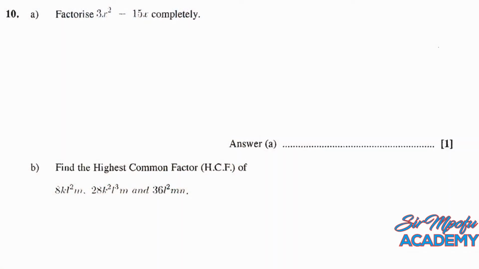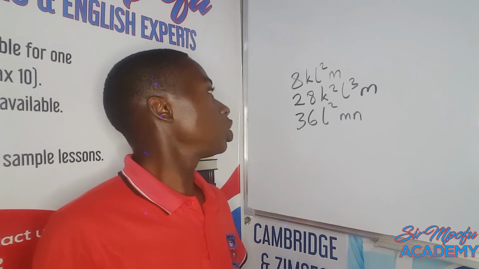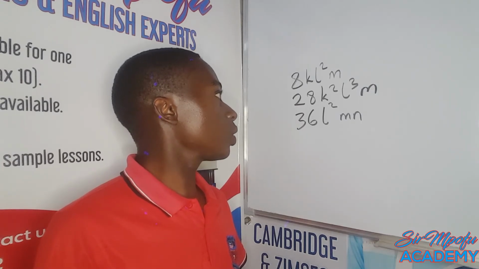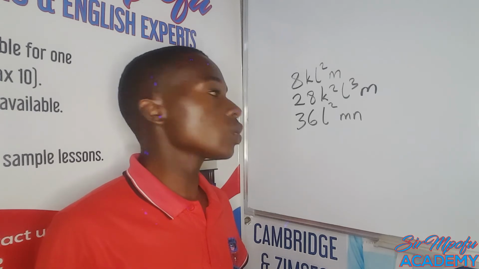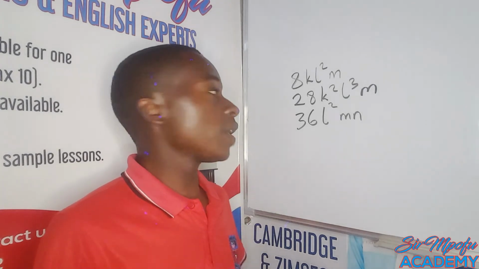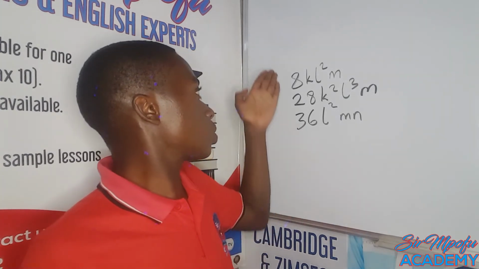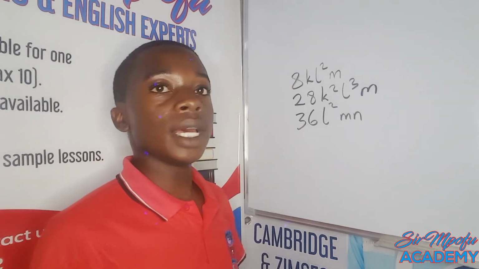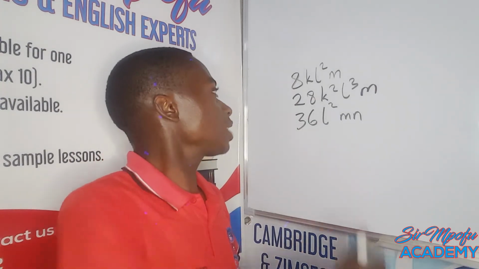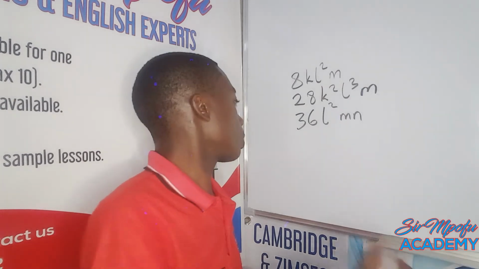Find the highest common factor of 8k l squared m, 28k squared l cubed m and 36l squared m n. This is very simple and straightforward. What you only need to do is to find the highest common factor of the numbers. When you get it, the highest common factor of the algebra is very simple. I'm going to show you.